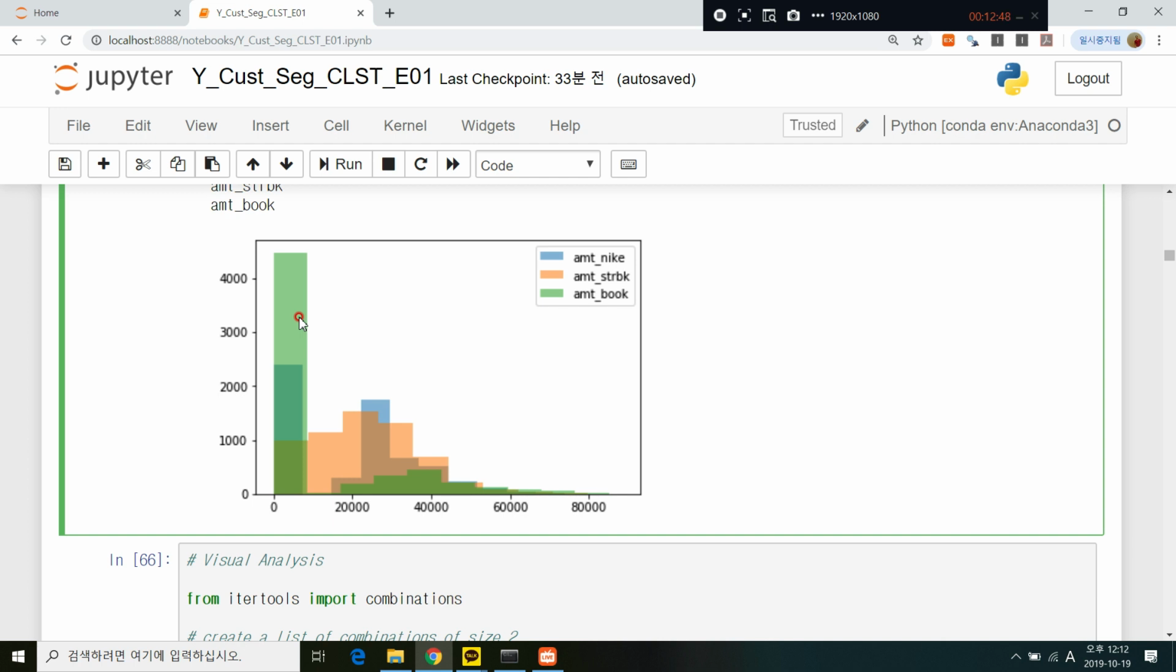What do you see in the plot? The scatter plot. Oh no, it's a histogram, an overlaid histogram. This histogram shows that many of the customers spend a lot in the Starbucks category. Most of them spend at least a little bit in Starbucks. The second one is Nike, and people never read books and don't spend a lot on books.